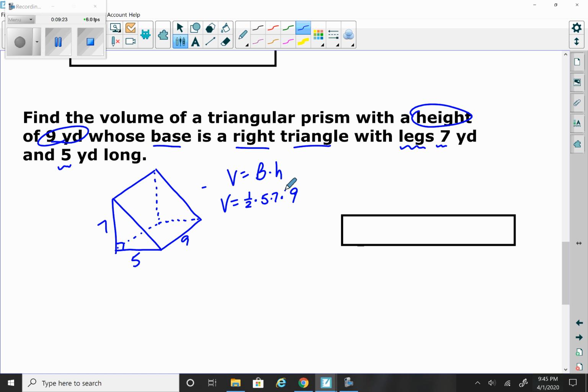This looks very similar to our rectangular prism, right? Where you just have length times width times height. But notice here it's 1/2 of that because it's half as big. It's like you take a box and chop it in half. That gives you your triangular prism.